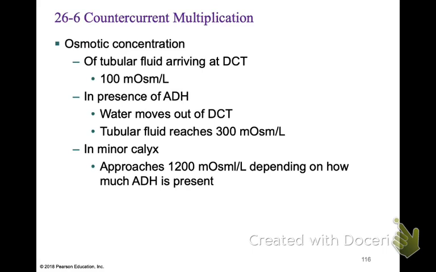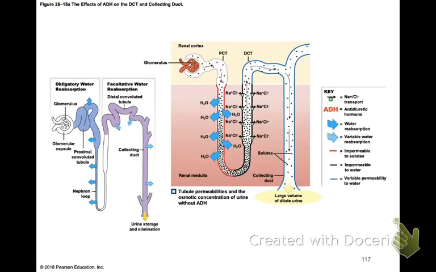So the osmotic concentration arriving at the DCT is 100. If ADH is not secreted, it stays that way, but in the presence of ADH, the osmolarity can approach that maximum that we saw in the pyramids, which was 1200. So that's 12 times as much of a concentration.